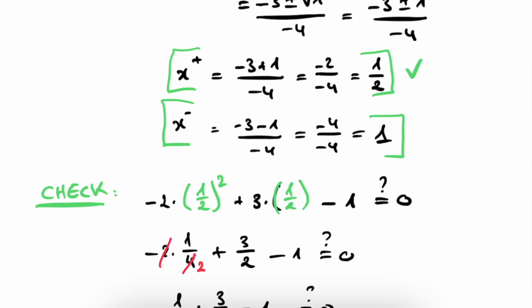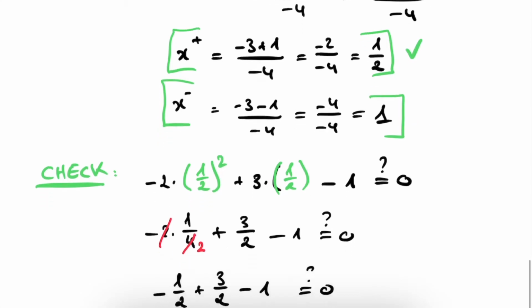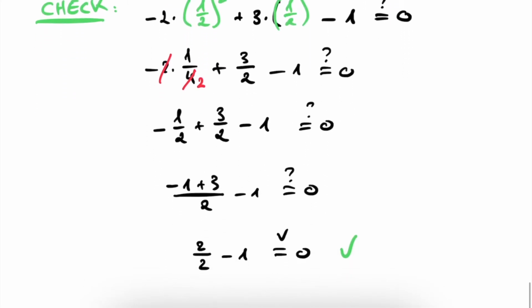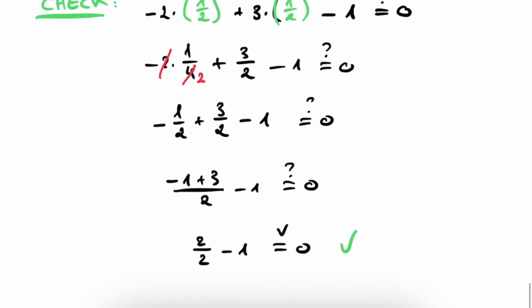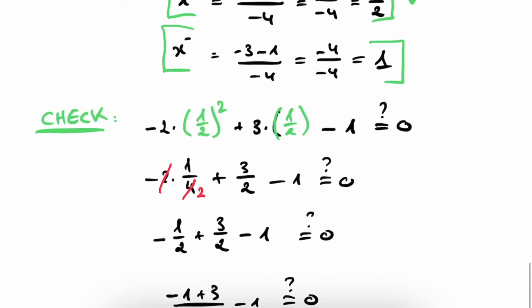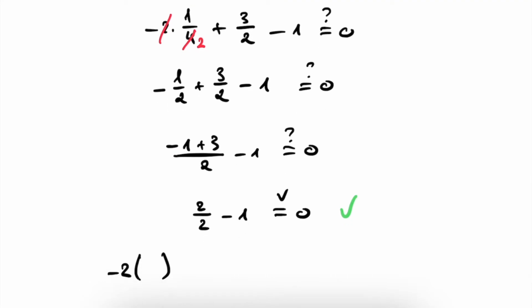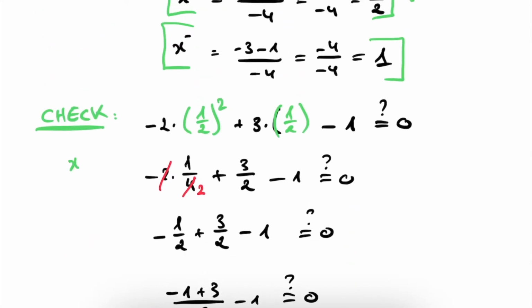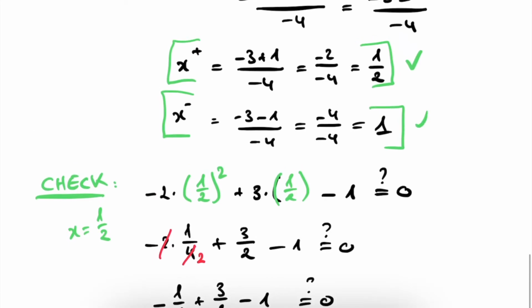So let's now look at this second solution and see whether that indeed gives us the correct result. So it's when x is equal to 1. Again, we have minus 2 times x squared, which in this case is 1 squared, because x is equal to 1 in this case. And in the other case we had x is equal to 1/2. These are just these solutions here.